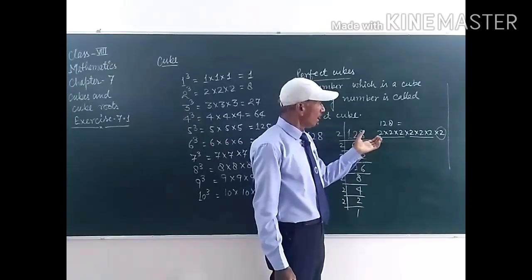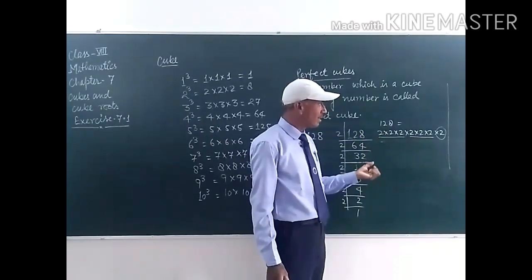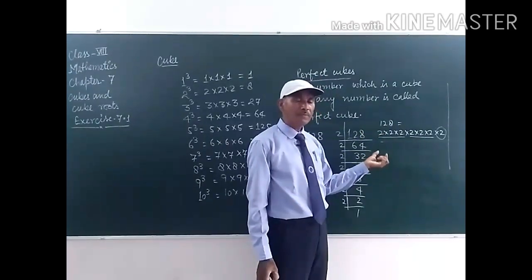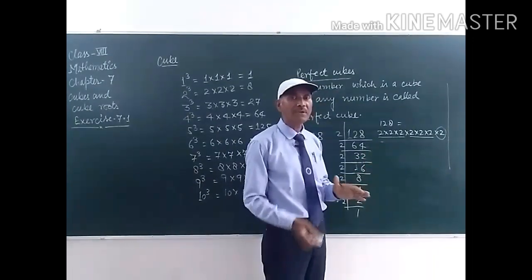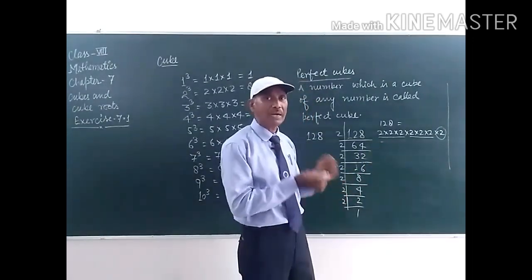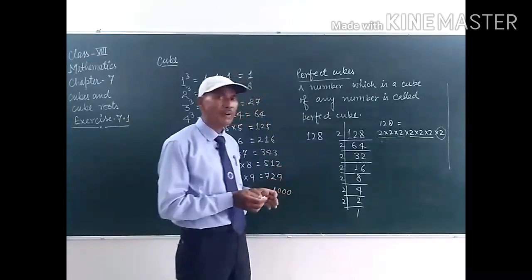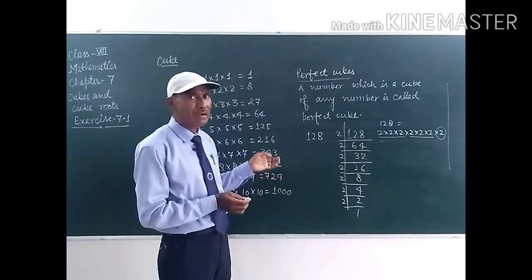So using this prime factorization method, we can decide whether the given number is a perfect cube or not. Now we have to find out the properties of cubes.